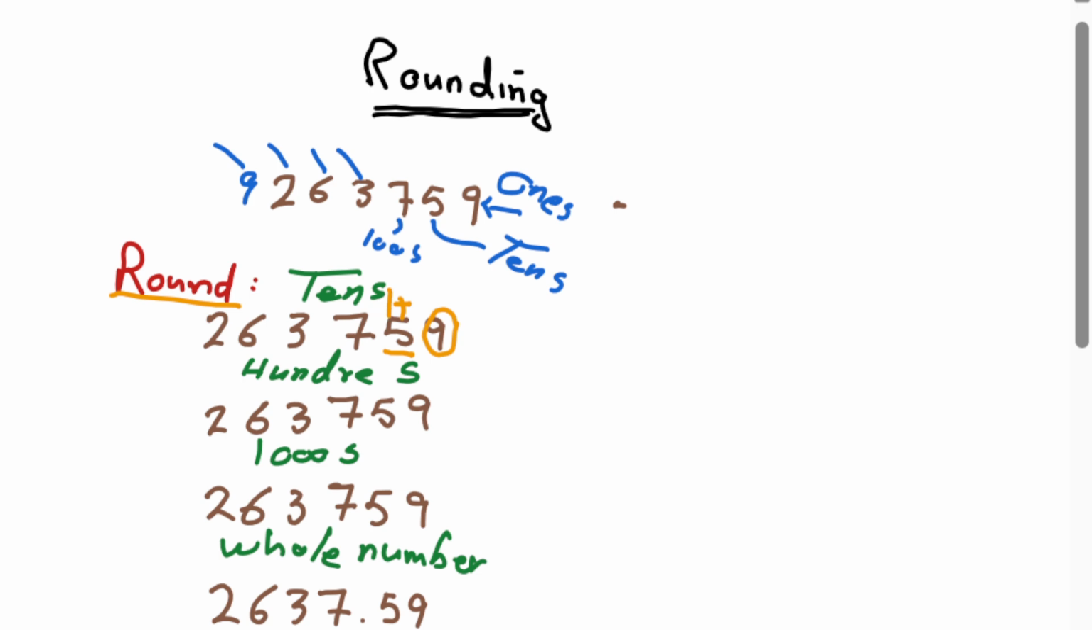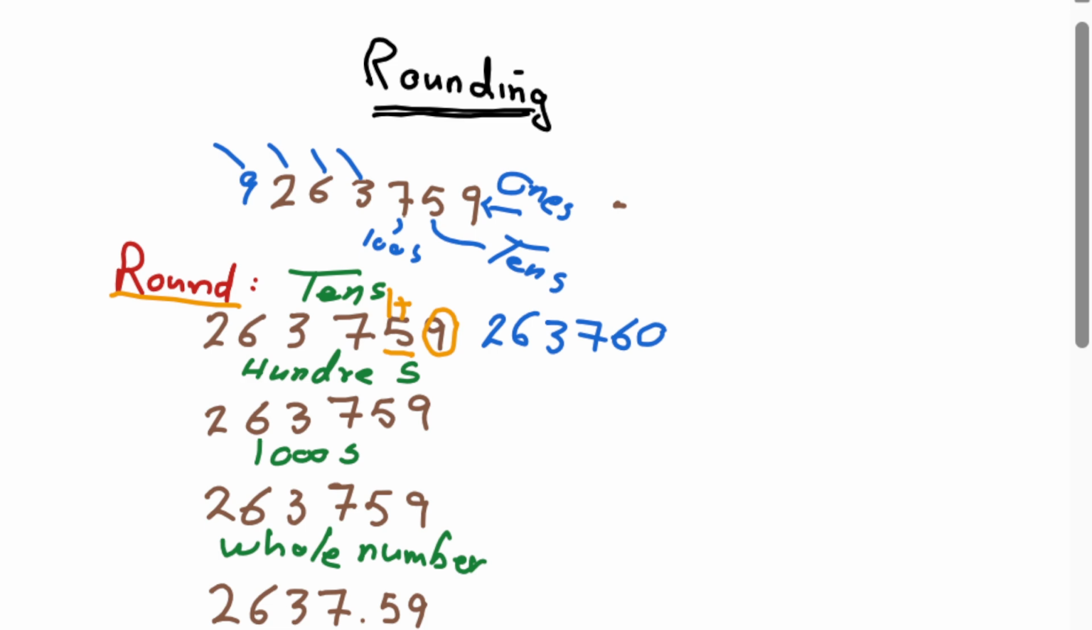The circle number always becomes 0. If there are many numbers after the circle number, they all become zeros. We will see that, don't worry. So now the answer for this question is just 2, 6, 3, 7, 5 plus 1 is 6, and the circle number becomes 0. That's your answer, rounded to the nearest tens.